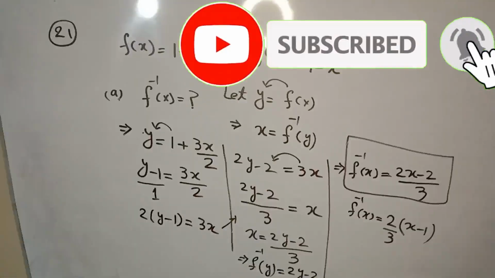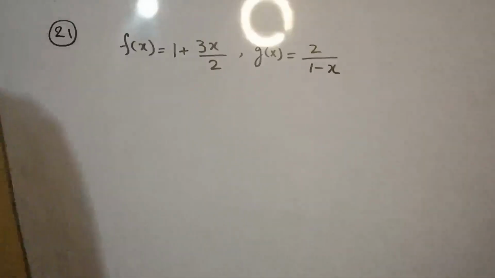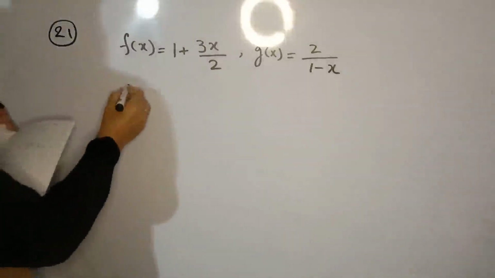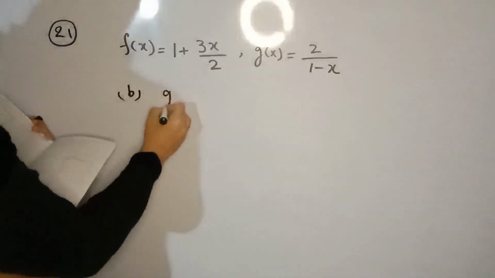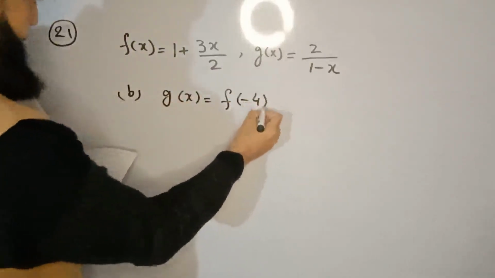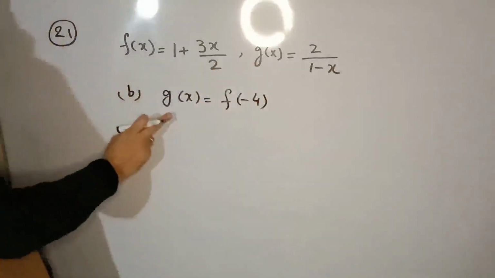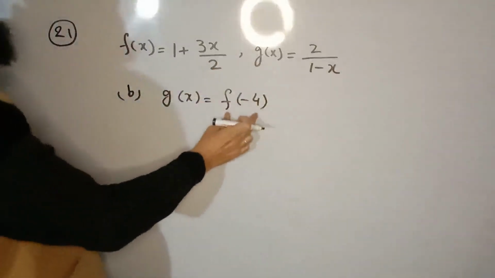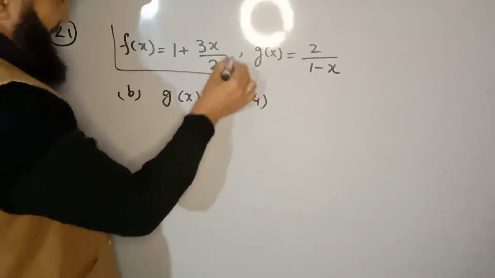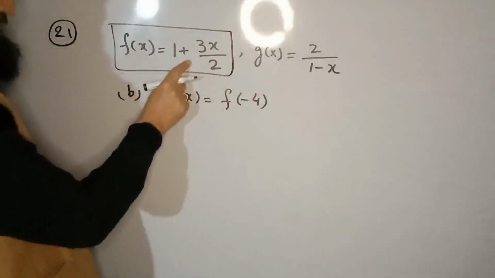Next is B part: f, g of x. B part is solve g of x is equal to f of minus 4. We are given f of x and g of x, and the question is g of x is equal to f of minus 4. F of minus 4 is what? F of minus 4 is the value of this function at x is equal to minus 4. So we'll put x is equal to minus 4 here. This will be f of minus 4.